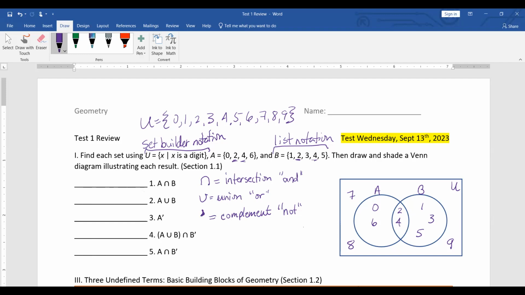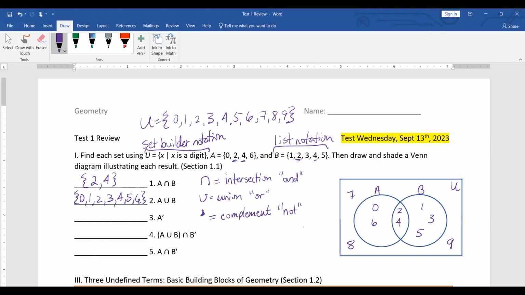All right, so going back to number 1, A intersection B means that we are only looking for those elements that exist in both A and B. So that's our middle part. So that is a set containing the elements 2 and 4. And then A union B includes all the elements in A or B. So that's the 0, 1, 2, 3, 4, 5, 6. Okay, so set notation 0, 1, 2, 3, 4, 5, and 6.